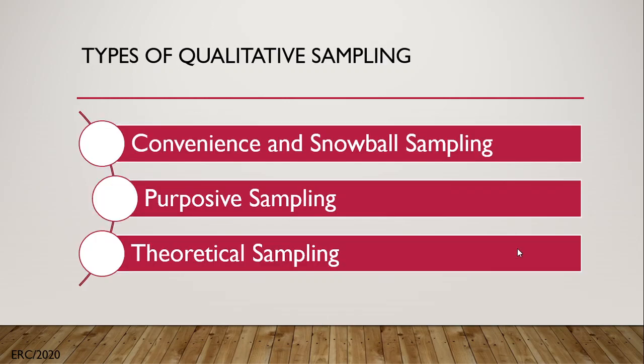Okay? So, qualitative researchers usually eschew probability samples. A random sample is not the best method for selecting people who will make good informants, that is, people who are knowledgeable, articulate, reflective, and willing to talk at length with researchers. Various non-probability sample designs have been used by qualitative researchers. Okay, so we have types of qualitative sampling. We have the convenient and snowball sampling, the purposive sampling, and the theoretical sampling.